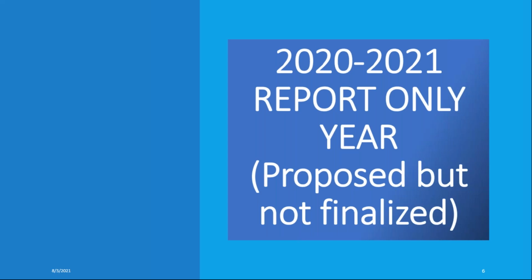It is important to note that if 2020-2021 is determined to be a report-only year, EPPs would be required to report data as specified in TAC and TEC, but there would not be any accreditation decisions made on that data. Let's look at the next slide that puts some detail around this.